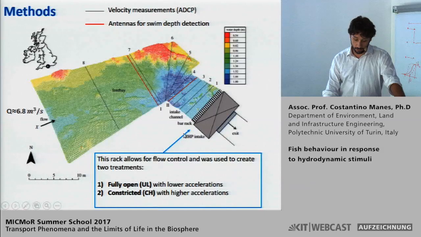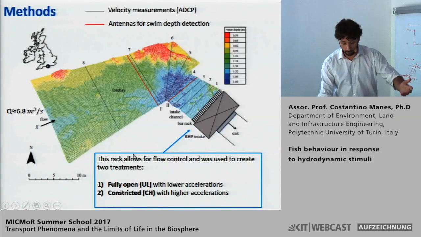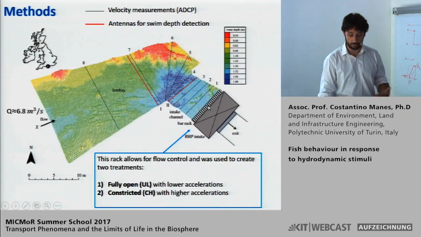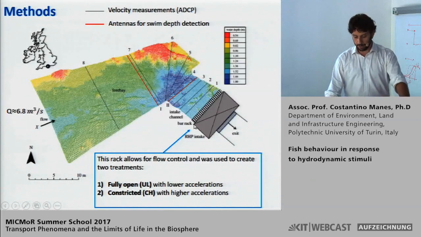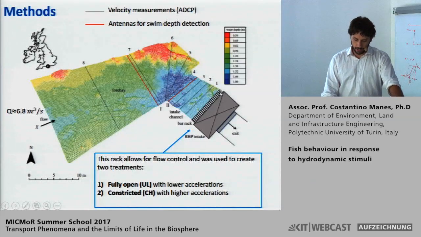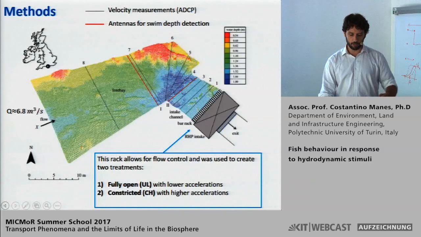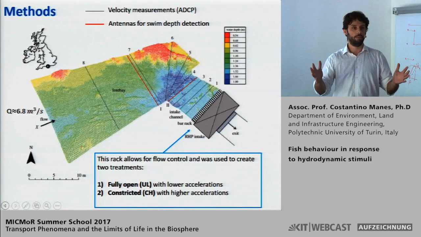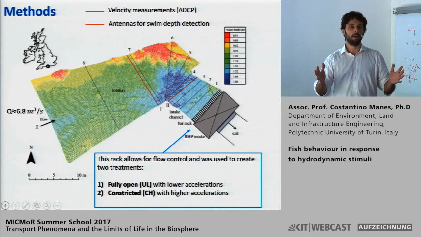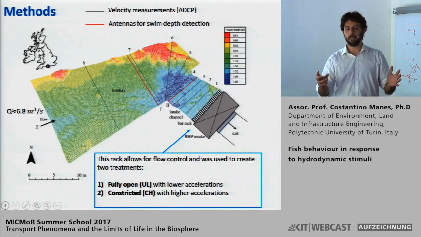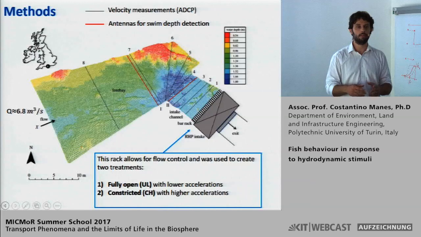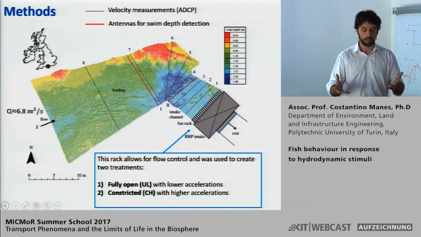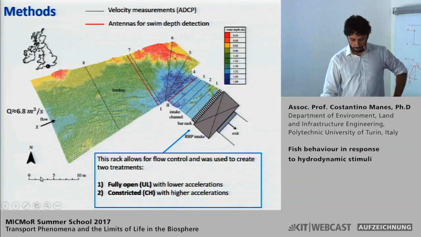Previously this was a water intake for hydropower generation. Now it was made redundant, but still there is a bar rack in here which is sloped, which can be used to constrict or open the flow. Essentially, you can alter the hydrodynamics as you want using this bar rack.